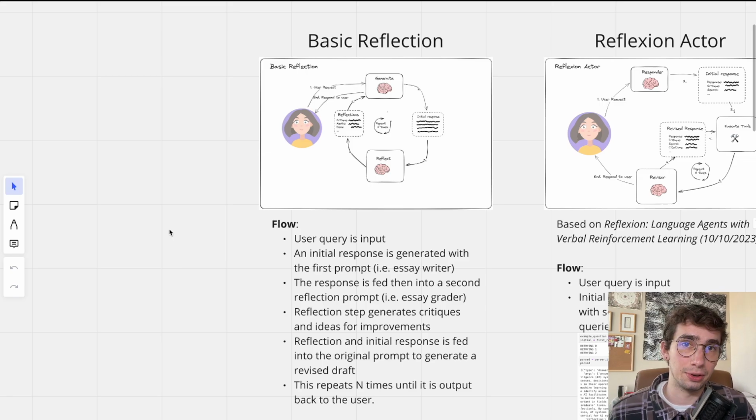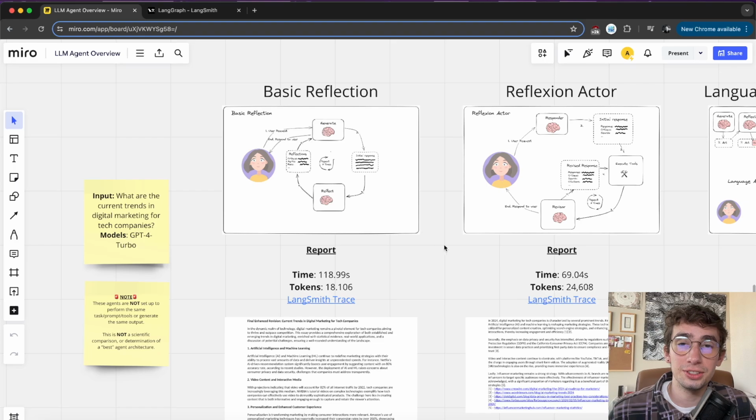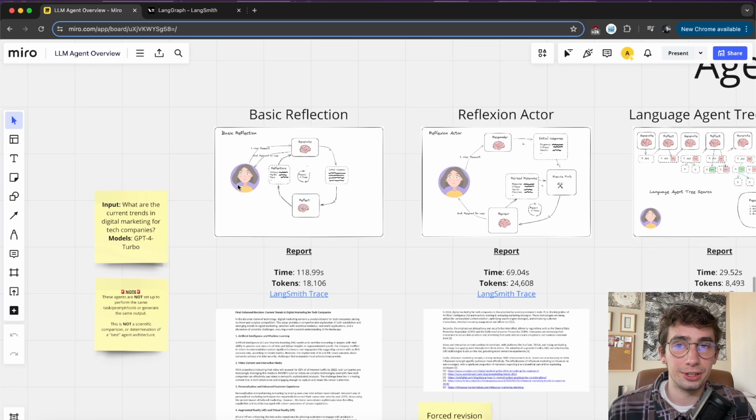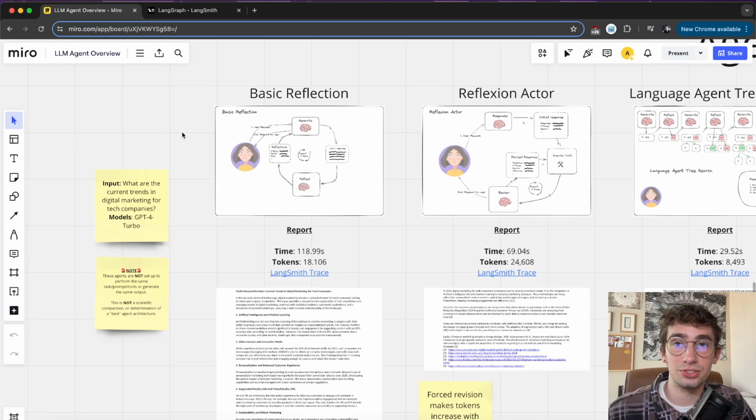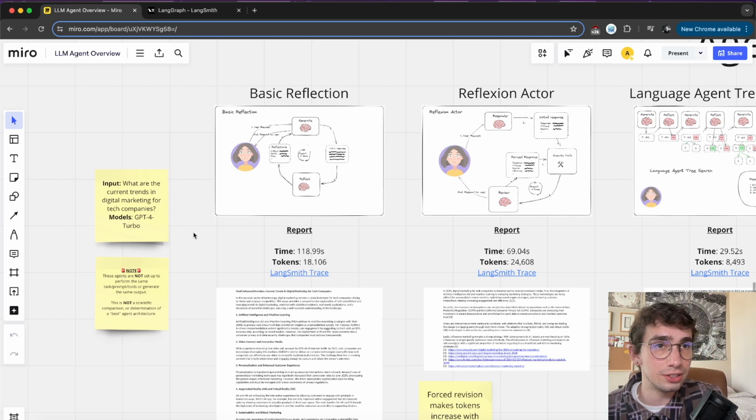This is as opposed to just generating an initial output and then using that first output. So let's see what that actually looks like when it runs. For all of these different agentic approaches, I've gone ahead and asked them the same question and used the same model. The input question I was interested in is, what are the current trends in digital marketing for tech companies? And the model that I used for every step is the recent April 9th release of GPT-4 Turbo.